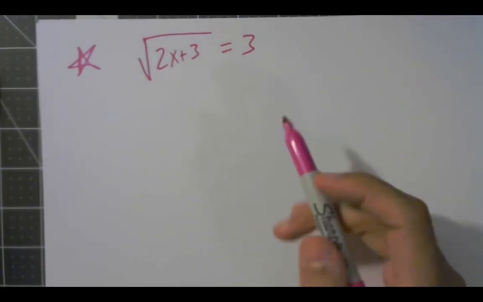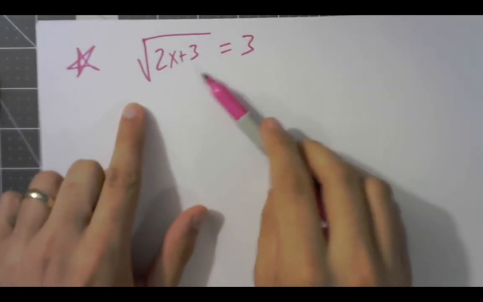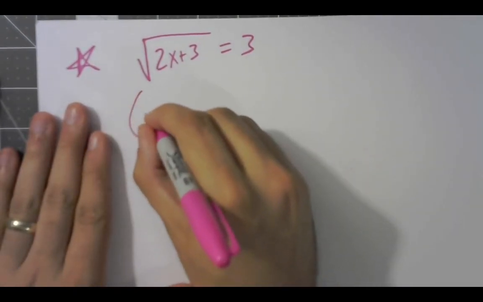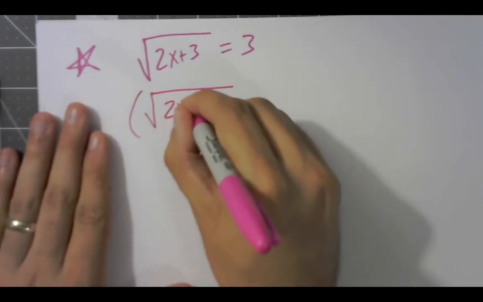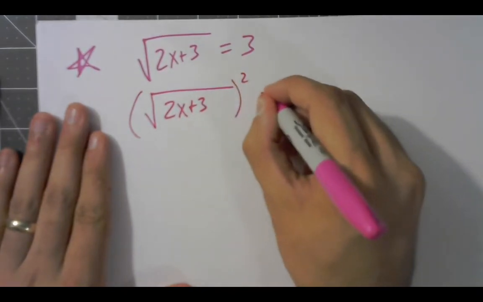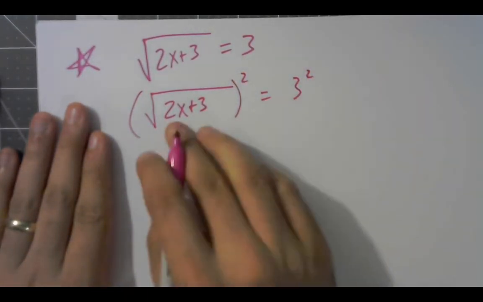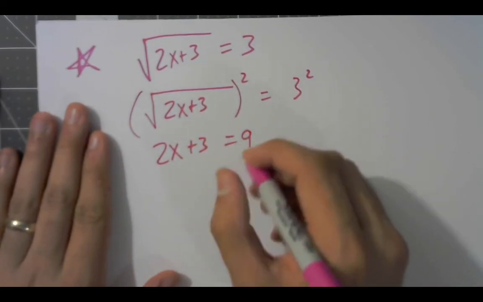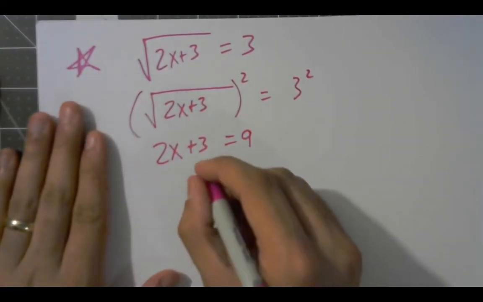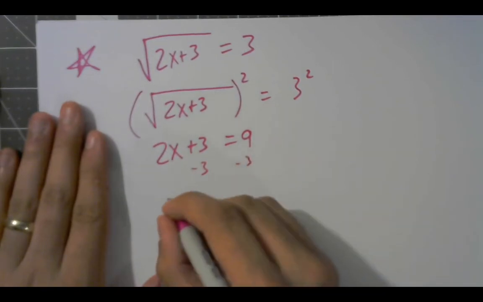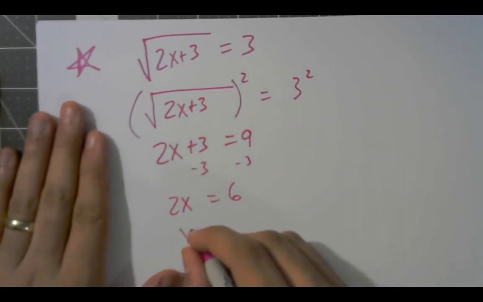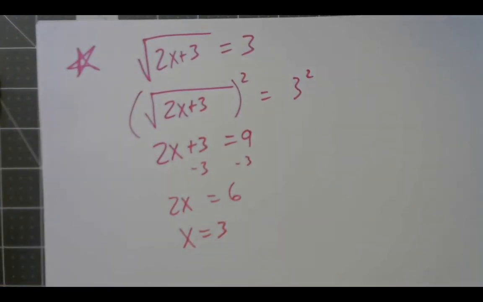we'll solve this. So we already start off with nothing besides the square root and then this 3. So my first step is going to be to square both sides. If I square both sides, I get rid of the square root. 2x plus 3 equals 9. And then from here I can solve like normal. Minus 3, minus 3. x equals 3.